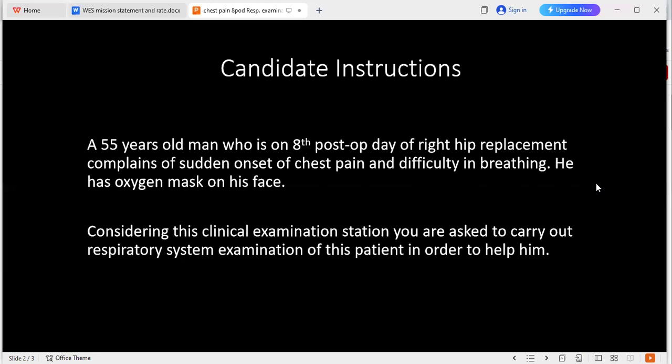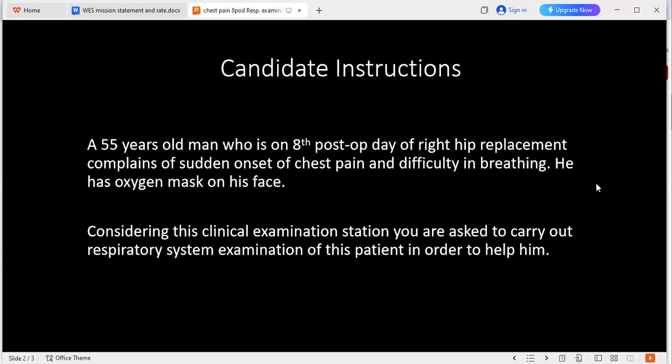I'll arrange for D-dimer, full blood count, and probably ECG, and if possible CT pulmonary angiography, and ABGs. Please tell me what treatment of pulmonary embolism you can offer this patient?